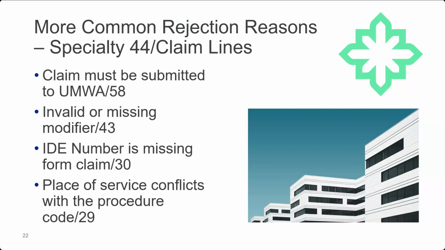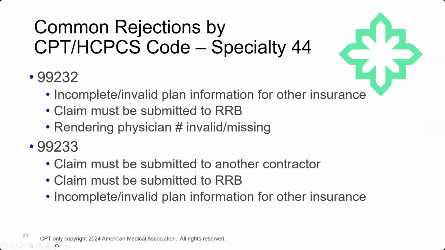So there are edits built into the claims processing system, which is called a multi-carrier system, that won't allow that CPT code for open heart surgery when it's being billed in place of service 11, which is office. So just an example of those edits that are built into our system. So I've included that place of service code list out in the resources that are available at the end of the presentation.